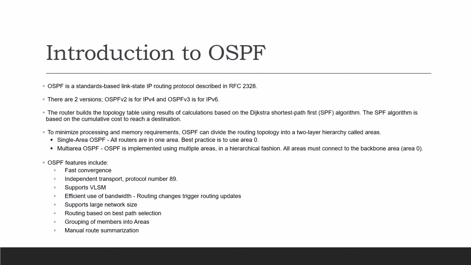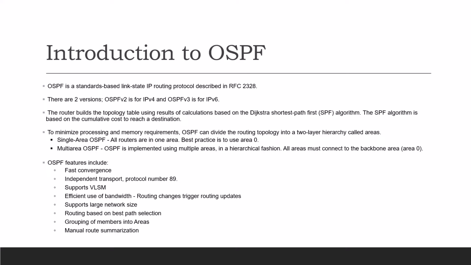So we can configure single area OSPF, only using the backbone area, so we have area 0, or we can configure multiarea OSPF for a large network. Then we set up the backbone area and non-backbone areas. All non-backbone areas must connect to the backbone area.